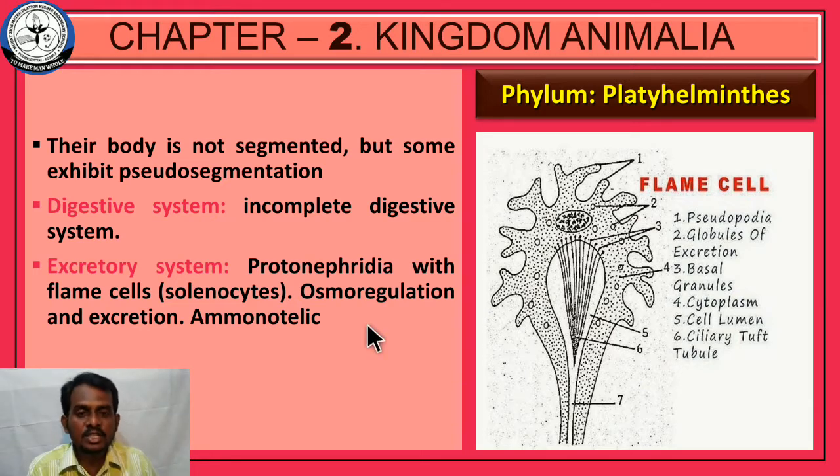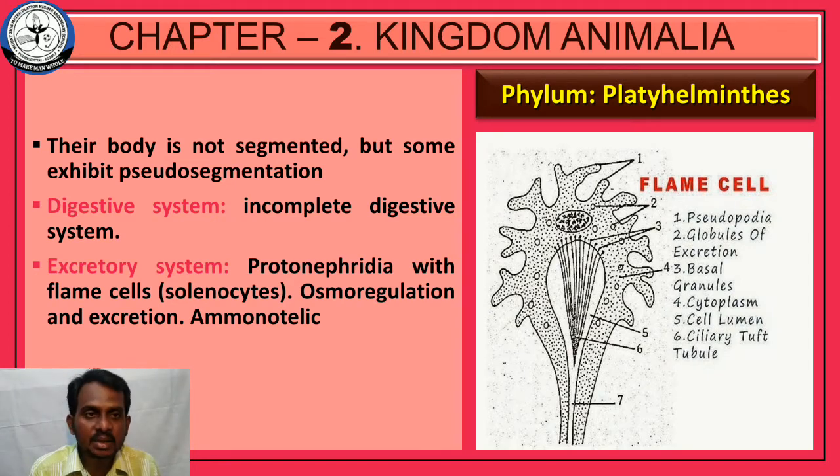What is the function of these flame cells? They are responsible for osmoregulation and excretion. What is osmoregulation? Movement of water. In some organisms, the excretory structures are responsible only for excretion. That is, in some organisms the excretory system is used only for excretion. In some organisms it also regulates another function along with excretion, that is called osmoregulation. Osmoregulation means regulating the movement of water.